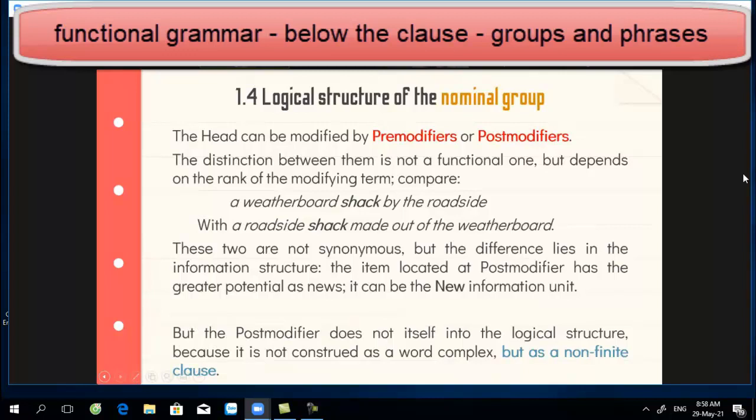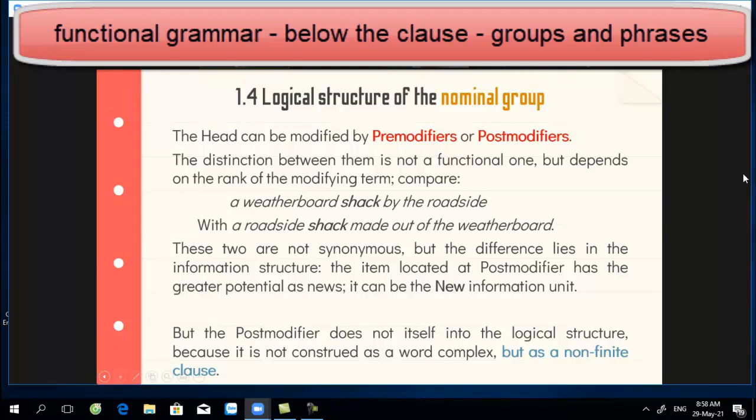The head can be modified by pre-modifiers or post-modifiers. The distinction between them is not a functional one, but depends on the rank of the modifying term. Compare: the board shake by the roadside with a roadside shake made out of weatherboard. These two are not synonymous, but the difference lies in the information structure. The item located at post-modifier has the greater potential as news. It can be the new information unit.